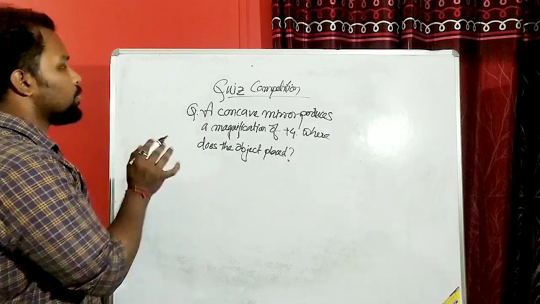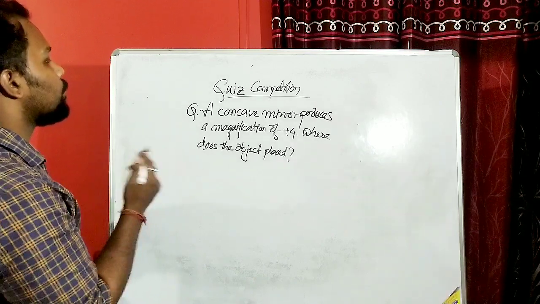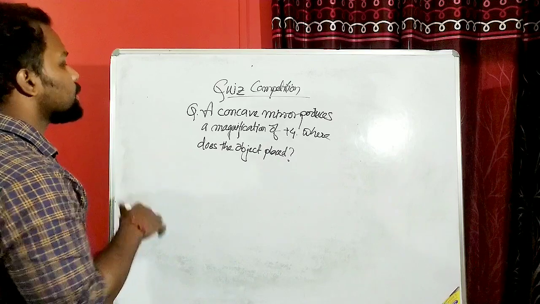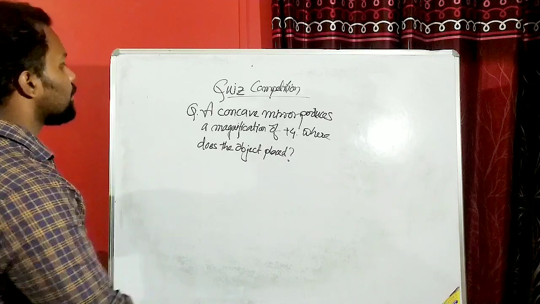So this is the question: a concave mirror produces a magnification of +4. Where does the object actually place? So this is our next question.